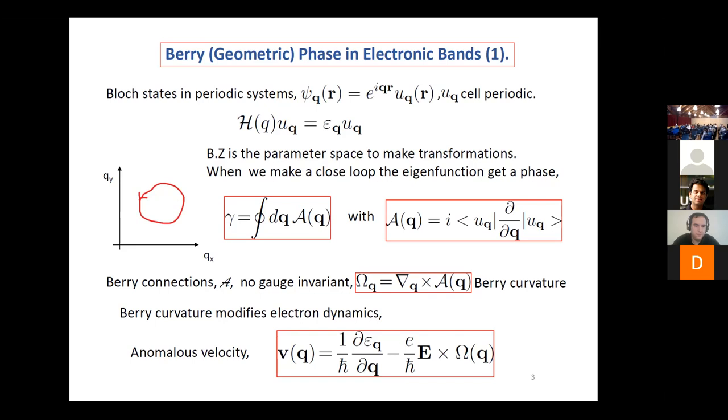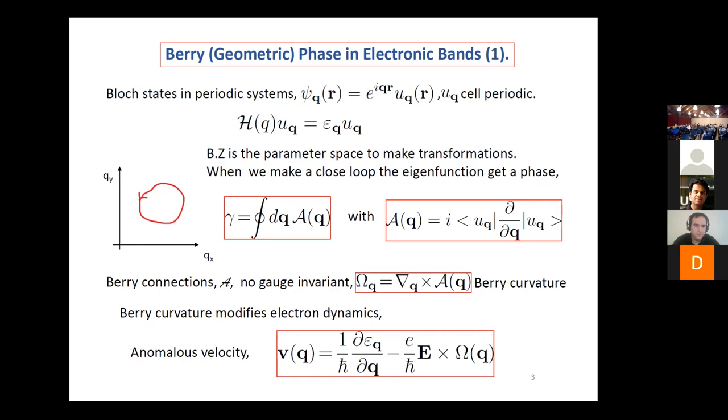Okay. The interesting fact is that this wave function u satisfies this Schrödinger-like equation, where q belongs to the Brillouin zone of the crystal. We can consider q as a parameter, and then we can make some transformation of the wave function where we move in the Brillouin zone. And the thing that happens is that the wave function u_q is going to get a phase when making one closed circle in the Brillouin zone. And this phase is called a Berry connection, and is determined by this A(q), which has this expression.